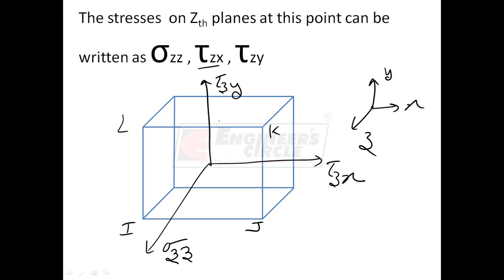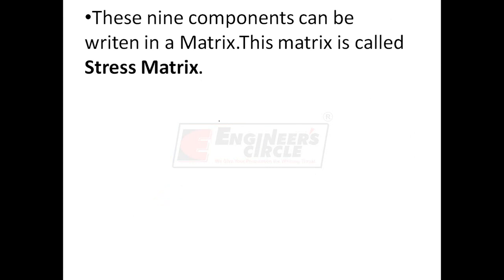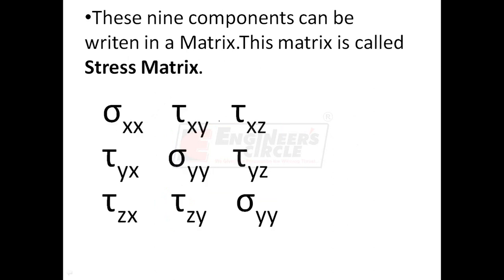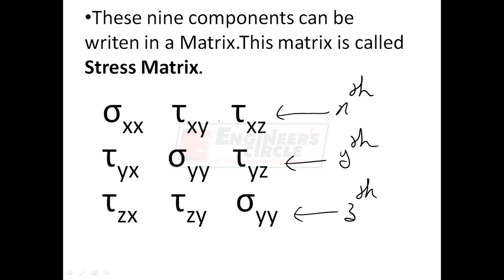Therefore, at any point, if we want to specify the stresses, we have to choose three perpendicular planes and specify the stresses on these three perpendicular planes. Therefore, at a point, there are 9 components of stresses. These 9 components of stresses can be written in a matrix. This matrix is called the stress matrix. The stress matrix looks like this. In the first row, the stresses on the xth plane are written. In the second row, the stresses on the yth plane are written. In the third row, the stresses on the zth plane are written.